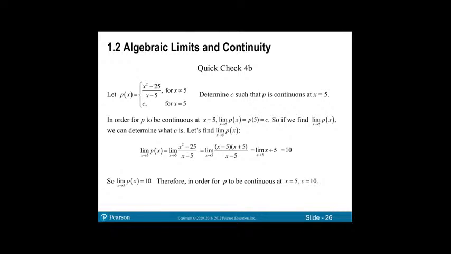Determine C such that P is continuous at x equals 5. Oh, find out a C. Okay. So then we could just find the limit as x approaches 5, and then whatever that limit is, let that be the C. If we just plug in 5, I think we get 0 over 0, so we would have to simplify. We'll get this. We can cancel those out, so then 10, right? 5 plus 5 is 10. So then let C be 10. So in order for it to be continuous, just let C be 10. And we'll get the desired effect.